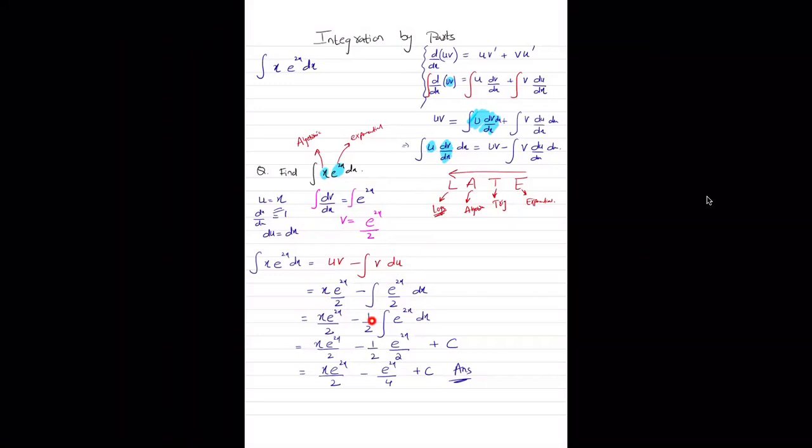Okay, then I just took 1 upon 2 common out. Integration of e to the power of 2x came out to be e to the power of 2x upon 2 plus c. So the final answer is x e to the power of 2x upon 2 minus e to the power of 2x upon 4 plus c.